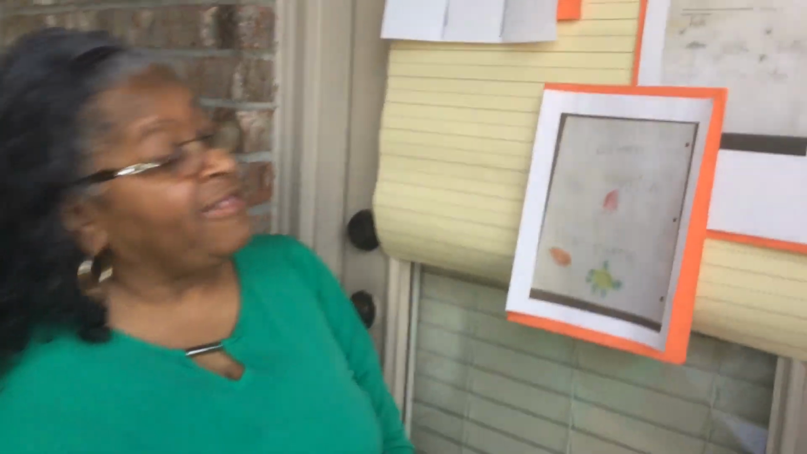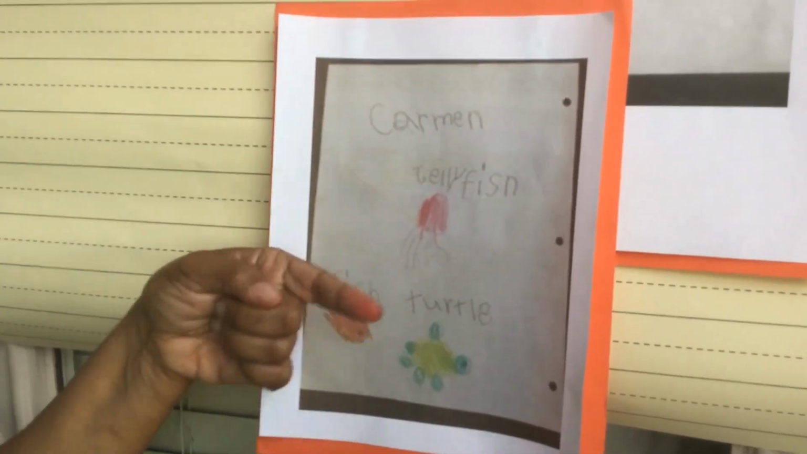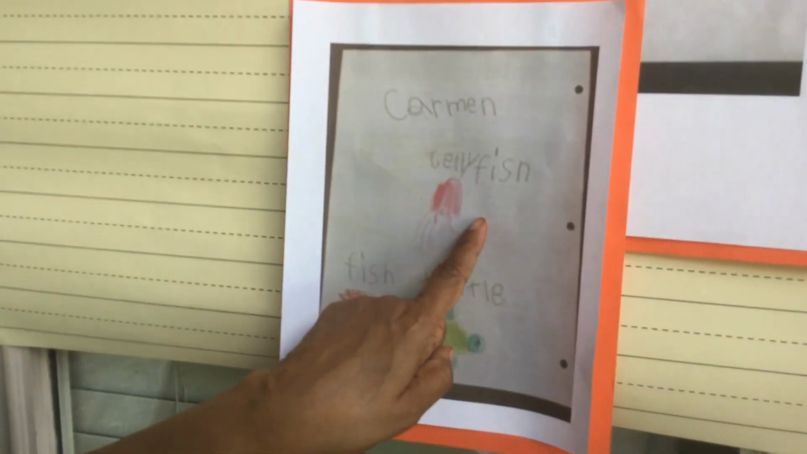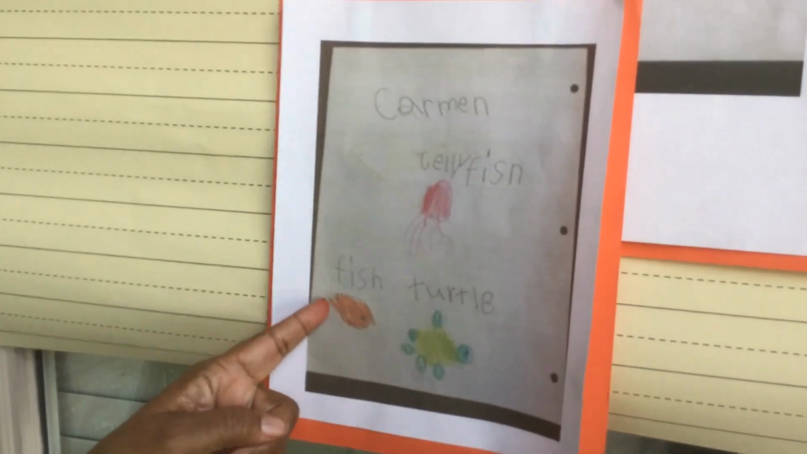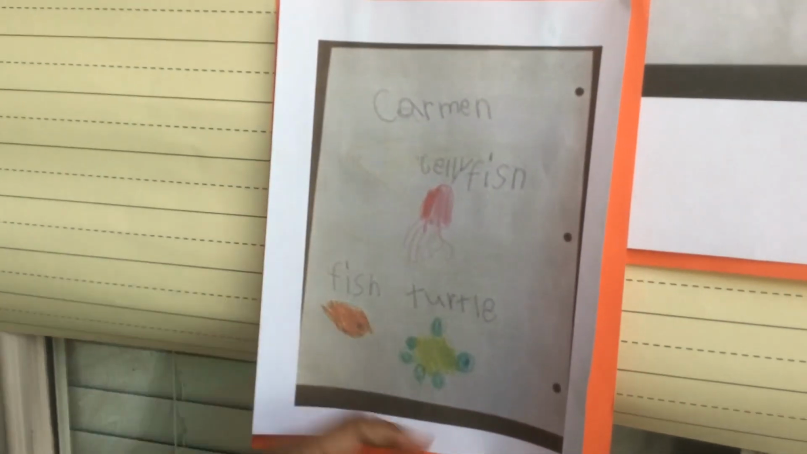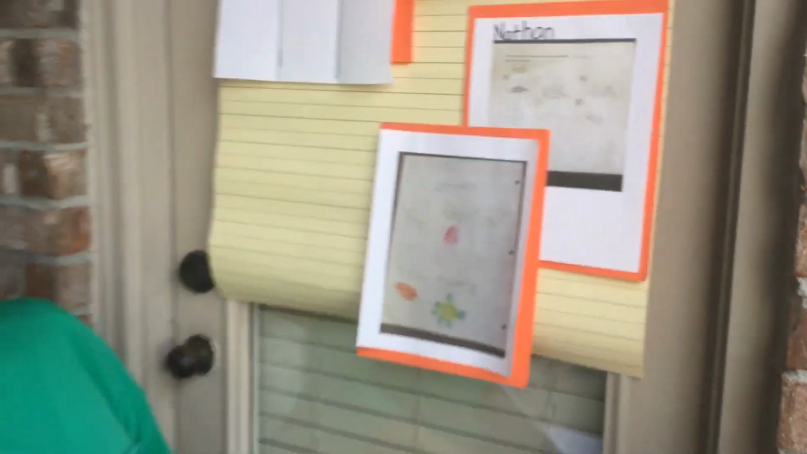All right. And then Carmen is another student in my classroom. She didn't just stop with the pictures here. She added some more. She said a jellyfish, which would be in the ocean. Fish could be in lakes, ponds, rivers, or oceans. And then the turtle, probably the turtle she saw in the ocean when Hero was talking.